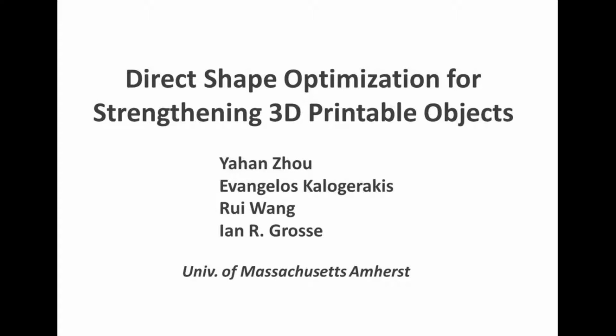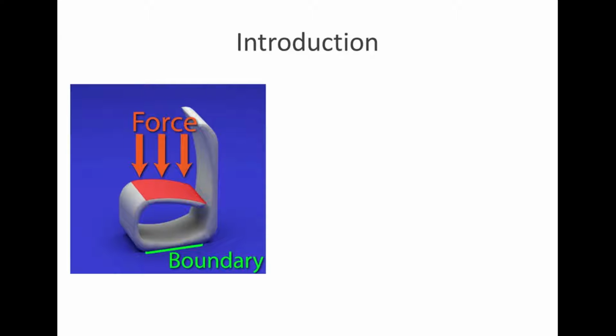In this paper, we present a direct shape optimization method to strengthen 3D printable objects. Many applications in 3D printing require the design of 3D shapes to bear significant external forces. Given an input shape such as this chair model, our goal is to optimize the shape until it can withstand the required external force, while remaining similar to the input shape.